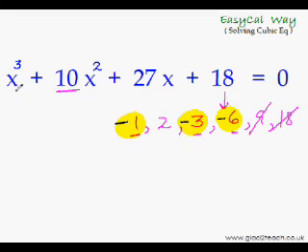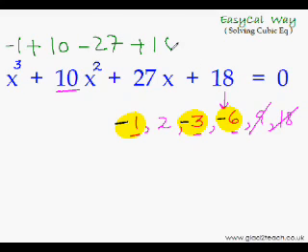So -1 cubed is -1 only, -1 squared is 1, and 1 times 10 is 10. 27 times -1 is -27, and this is +18. Now 18 plus 10 is 28, and -27 minus 1 is -28, so 28 minus 28 is 0. That means -1 is definitely the correct answer.